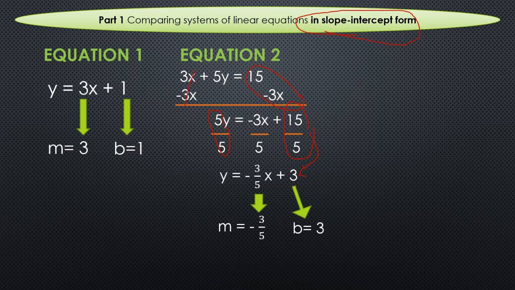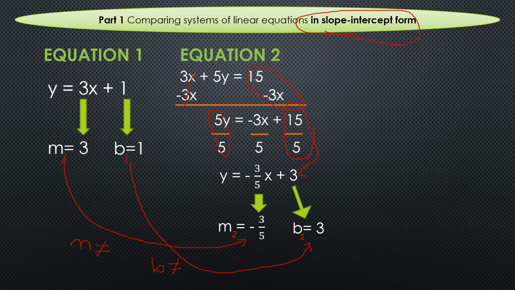Since we have here the slopes and the y-intercepts, let us compare. We have slope 1 from equation 1, that is 3, and we have slope 2 from equation 2 as negative 3/5. Are they equal or not equal? They are not equal. So the slopes are not equal. How about the y-intercepts? We have b1 for equation 1, this y-intercept is 1, and b2 for equation 2, the y-intercept here is 3. Are they equal or not equal? Not equal. So the y-intercepts are not equal.